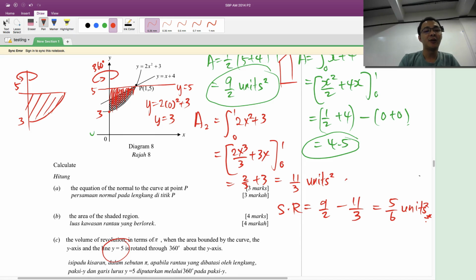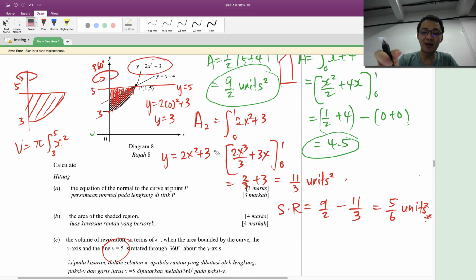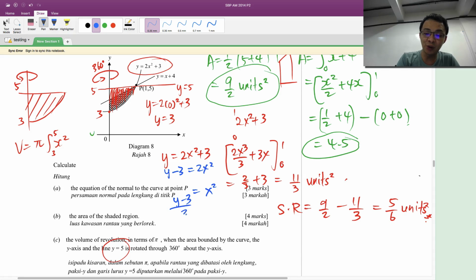I mean this area. So for volume about the y-axis, we know it is pi, integral of x squared dy. If rotating about the x-axis, this one should be y squared. So that means I want to make x squared the subject of my equation. I have y equals 2x squared plus 3. So what I will do over here is y minus 3 equals 2x squared. So basically x squared equals y minus 3 over 2. So I simplify: x squared equals y over 2 minus 3 over 2.